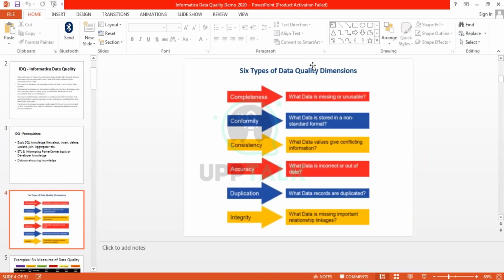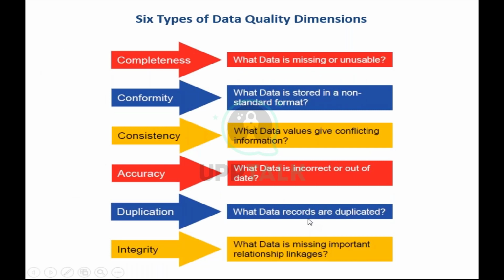So these are the six dimensions we call in IDQ. What we mostly focus on when you talk about IDQ are completeness, conformity, consistency, accuracy, duplication, and integration. Completeness in the sense we try to see what data is there, what is missing or unavailable. Missing is different, unavailable is different, right? Missing in the sense the information is available, but not getting. Unavailable in the sense data is not there, right? There is no data for that.